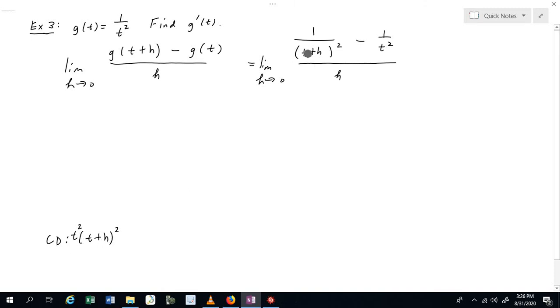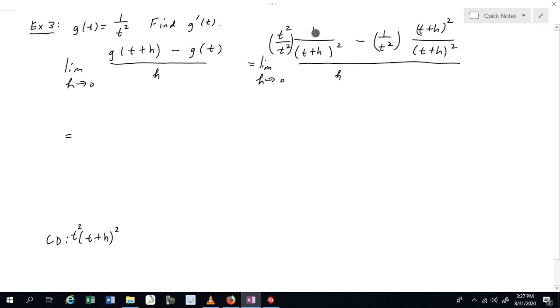And then I'm going to force in the factors that I'm missing for both of these fractions. Here I'm missing a t squared, so I'm just going to multiply this by t squared over t squared. This one's missing (t plus h) squared, so I'm just going to multiply it on top and bottom by that. Now remember these are equal to 1, so it's okay to multiply these by 1 because it doesn't change the value of those fractions.